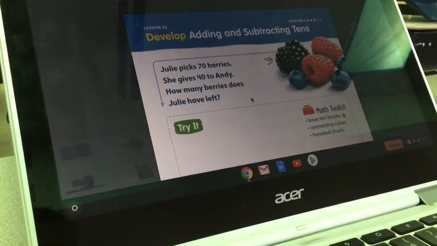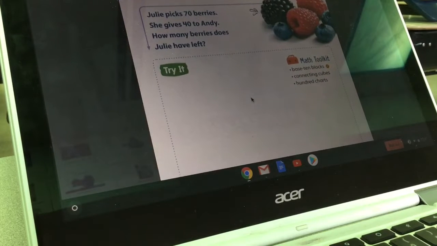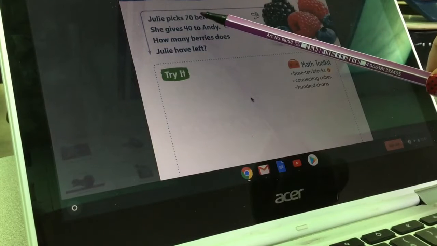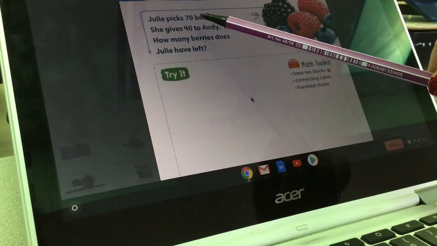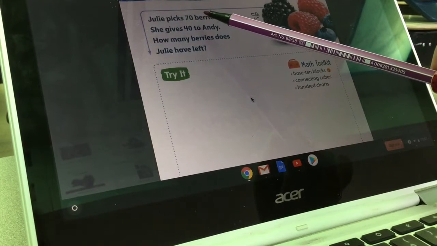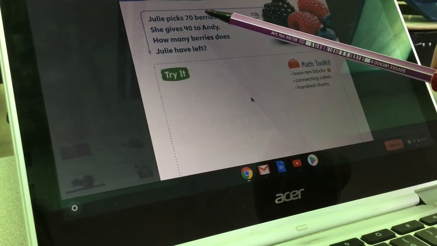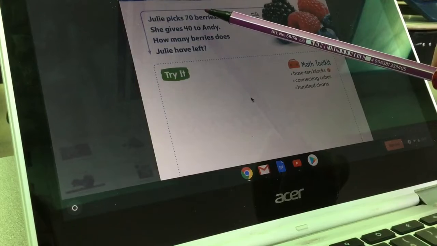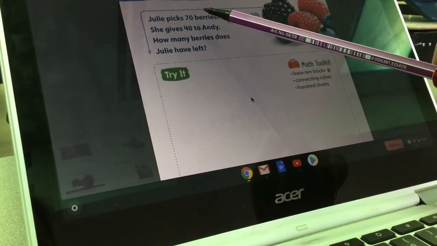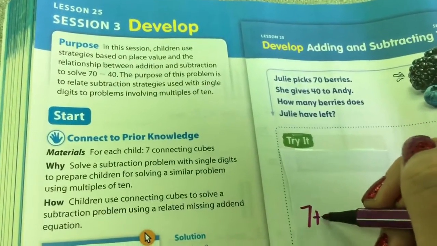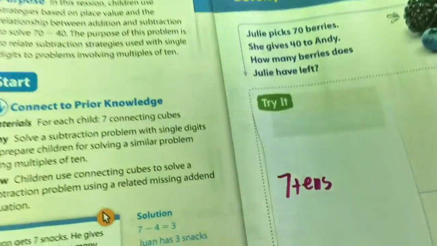All right, so for try it, what are some strategies we could use to solve this problem? I like turning the numbers into tens because then we're working with smaller numbers. So what is the same as the number 70? 70 is the same as 7 tens. So I'm going to write 7 tens on my paper.